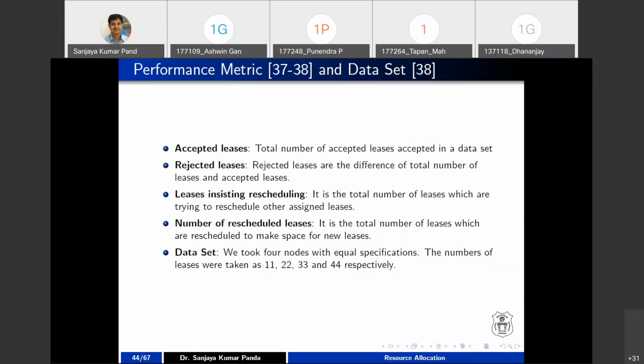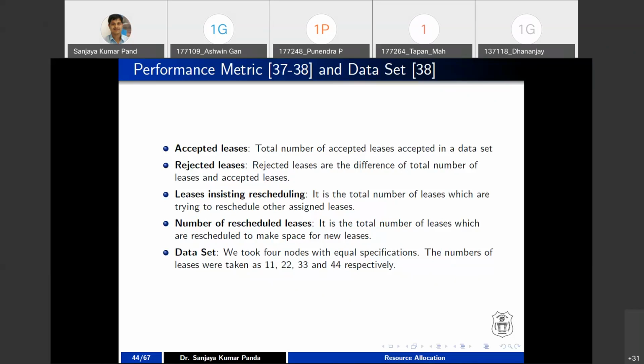The data set consists of four different data sets. One data set has 11 leases, another has 22 leases, another 33, and another 44 leases. You have to run the three algorithms to find which algorithm performs better. You take a four node cluster, and in it you assign 11 leases in the first data set, 22 leases in the second, 33 in the third, and 44 leases in the last data set.